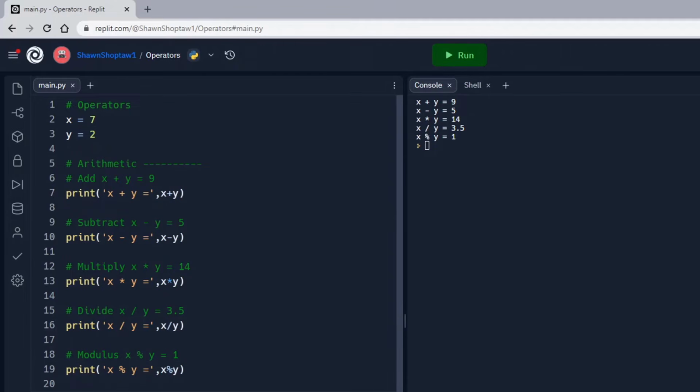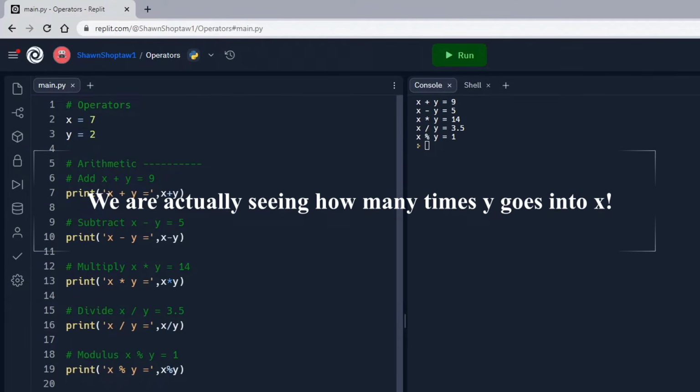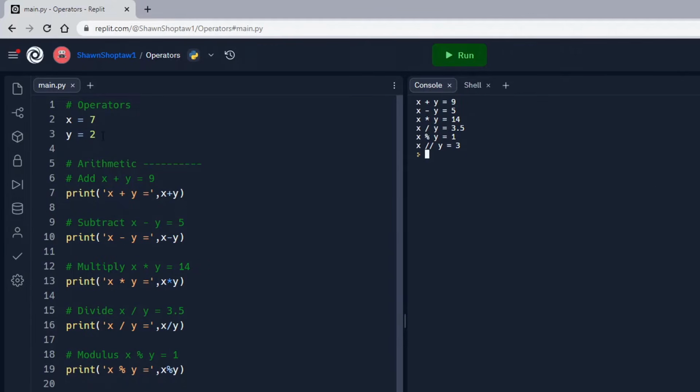And so now that we've got the remainder, we need an operator that will give us the whole number from the division. So that's going to be a floor division. And a floor division looks like 2 forward slashes, just like a standard division, but it's going to be 2 of them. And so we're going to see how many times y will go into x with no remainders. So our output is going to be 3. 2 will go into 7 3 whole times.